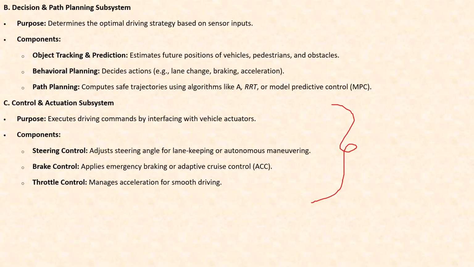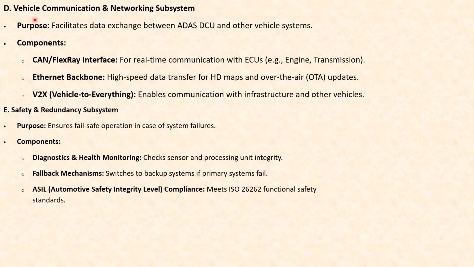Alright, let's proceed further. Next comes the vehicle communication and network subsystem. By this time you would have understood that communication is a kind of neural network in the human body. Whatever job the neurons and nerve cells do in the human body, the same job is executed by the communication protocol. Again, what are the various types of communication protocols? The CAN, FlexRay interface, the Ethernet backbone and vehicle to everything. These are all the various types of network and subsystems.